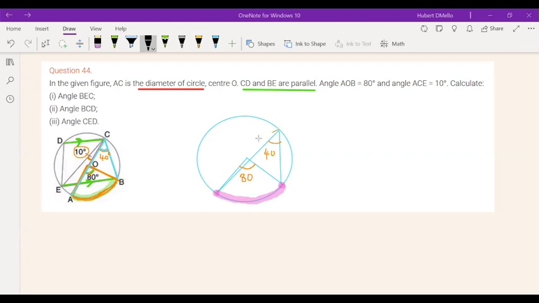I don't know if you understood what Naren said. I got that, right? This is 10 degrees, which means that this entire angle is 50, because one of them is 40, the other is 10. Okay, that's fine. That's one more piece of information that we've got.